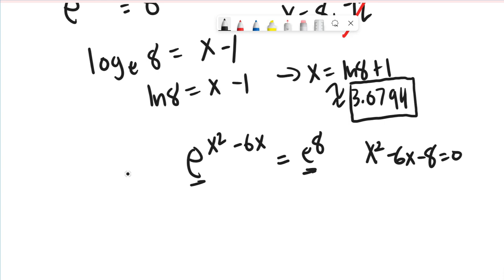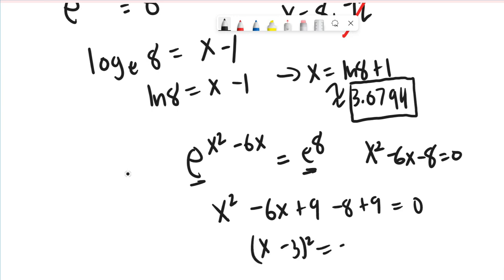But check this out. This might not have a whole number. So let's say x squared minus 6x plus 9, and then we have minus 8 plus 9 equals 0, right? Now, from here, you'd end up with x minus 3 squared equals negative 1. And basically, once you get to there, there's no solution, actually. Because if you take the square root, you end up with an imaginary unit in either case.